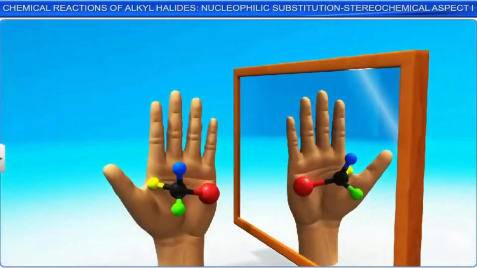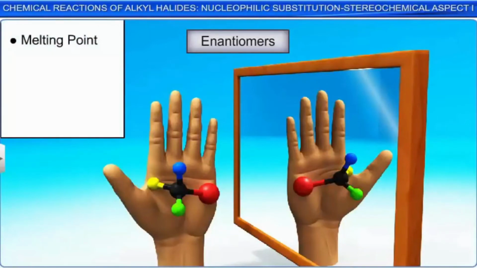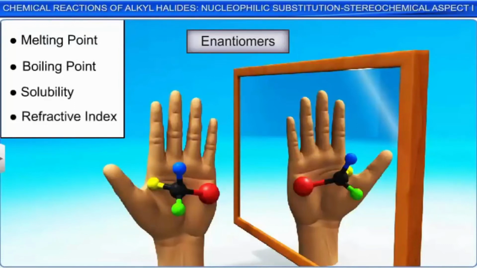Non-superimposable mirror image isomers are known as enantiomers. Enantiomers possess identical physical properties like melting points, boiling points, solubility, and refractive index. They only differ with respect to the direction of rotation of plane polarized light. They can either be dextro-rotatory or levo-rotatory.